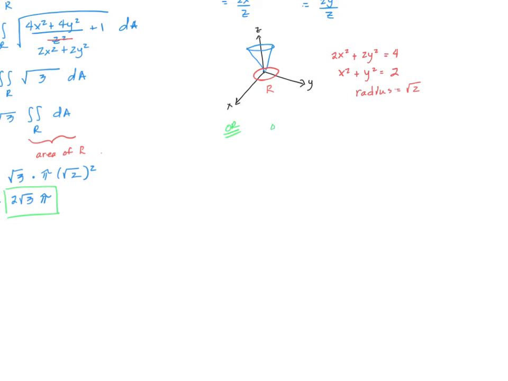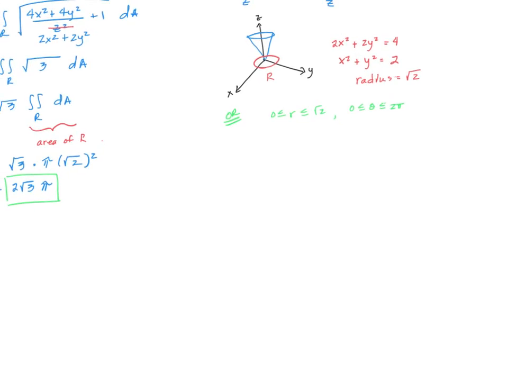So you would have your R values going from 0 to square root of 2 and theta from 0 to 2 pi. And then your surface area, we already pulled out that square root of 3. You could go 0 to 2 pi, 0 to the square root of 2, r dr d theta, since it's in polar form. So if you did compute that, you would have gotten the square root of 3 times pi.